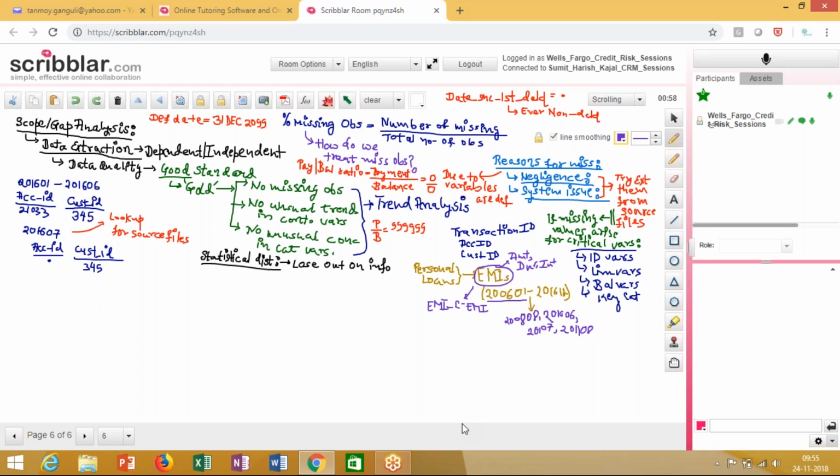Now, these are the different ways through which missing observations can arise, right? I have just mentioned a few possible ways that they most commonly arise, but there can be multiple other ways as well. Broadly, these are the three ways. One is due to negligence or system issues. The second is due to variable definition, and the third is because of system updates and so on. So these are the different reasons why missing observations come.